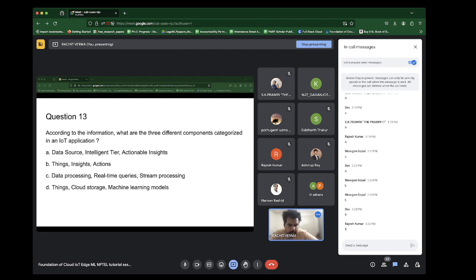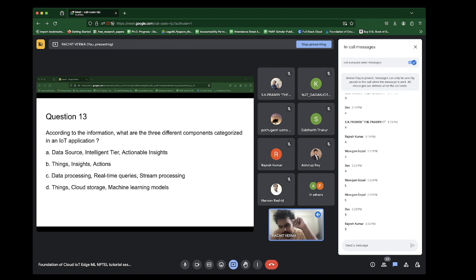Okay, so some of you have said B, one person has said A. The correct answer is B. If you look at A, A is actually the answer for the edge computing layers. If you look at the three-tier architecture in edge computing, there's a data source, an intelligent tier, and actionable insights. The IoT platform also follows a similar architecture as edge computing. However, the architecture is a little different as compared to edge computing.